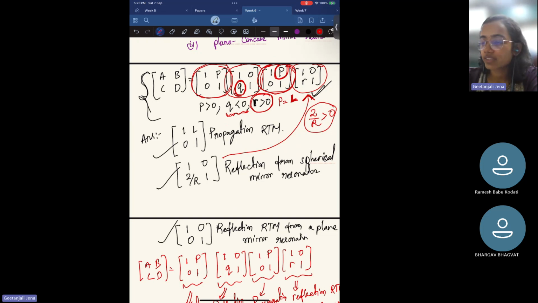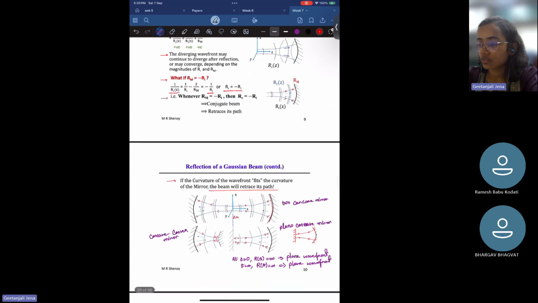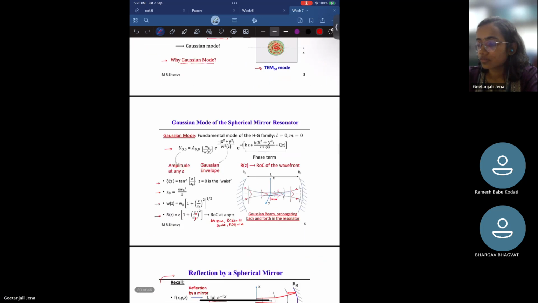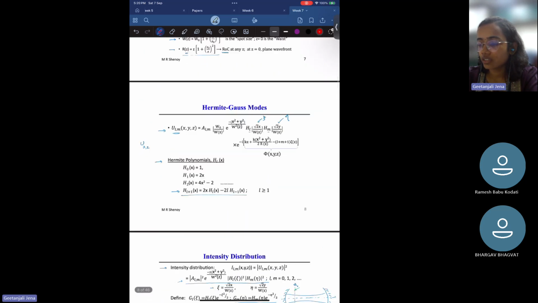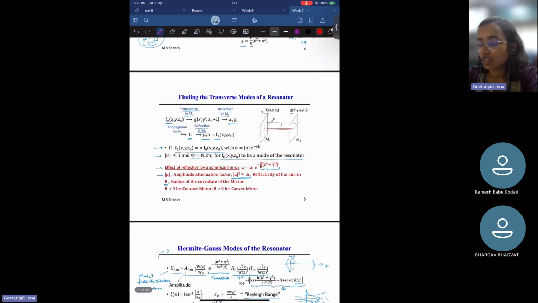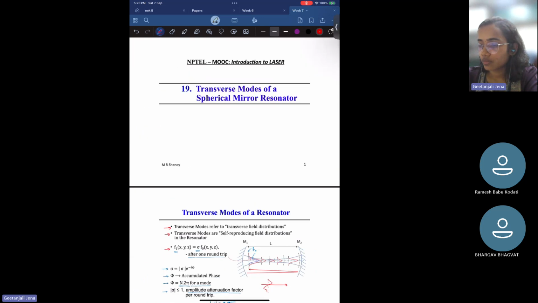Okay, let us move to week 7 then. Then we'll solve the problems also. In week 7, we learned about the modes, the transverse modes of a spherical mirror resonator.